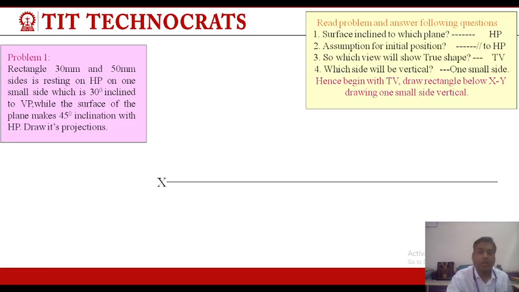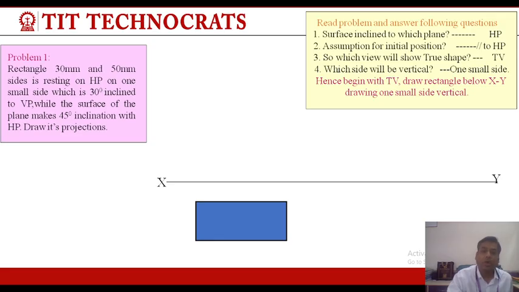As in the given problem, the surface is inclined to HP, so in the initial step, we will consider that the rectangle is parallel to HP. When we consider the rectangle as parallel to HP, we will start from the top view and draw the true shape of the rectangle in top view by keeping the smaller side perpendicular to the XY line. Now, this is the top view and we have named the rectangle A, B, C and D. So the front view of the rectangle will be a line which is parallel to XY.